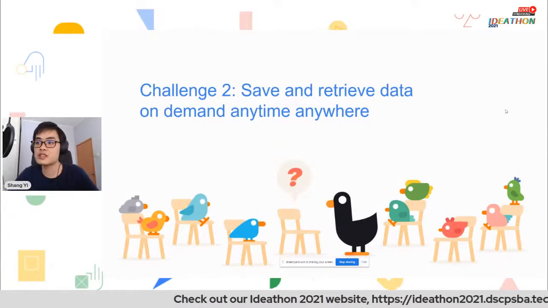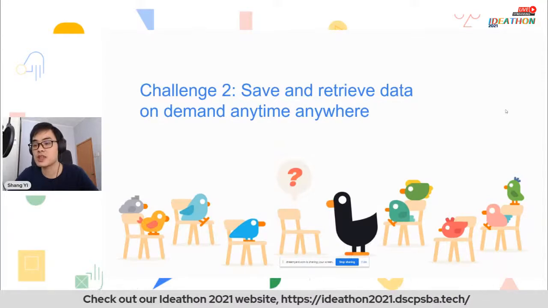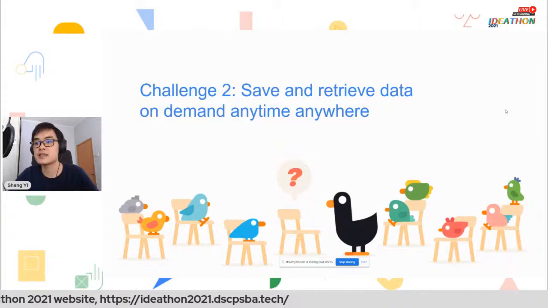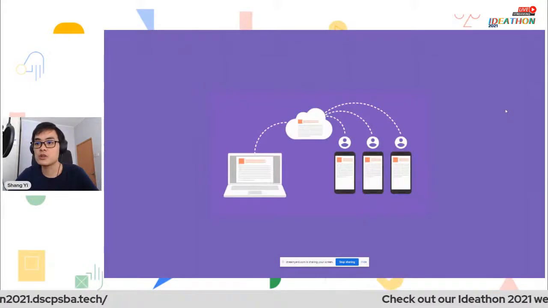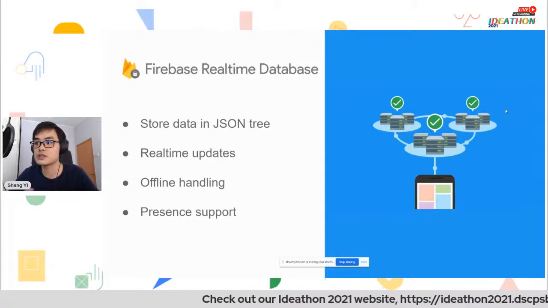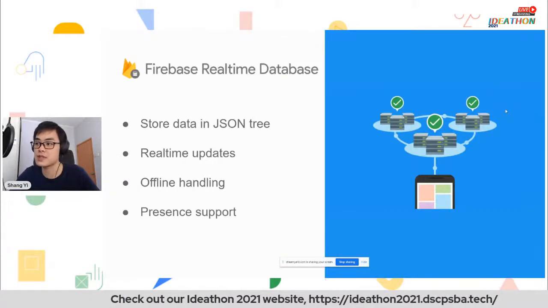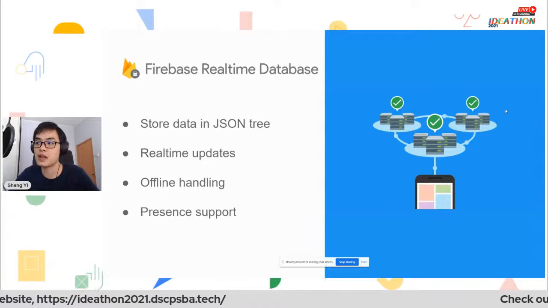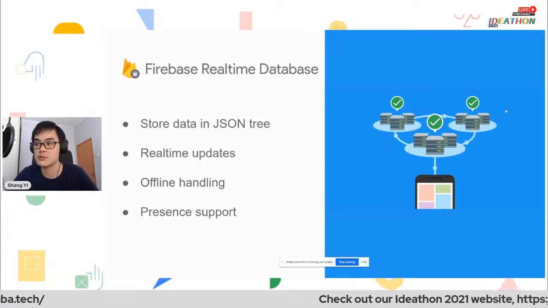So the next challenge you guys will face is that you want to be able to save data, right? Most of the time your apps will need to save data and display data in some form or another. So one of the few things that Firebase has to offer is real-time functionality. Firebase has a Realtime Database. What that means is that once you add data into the Realtime Database, it automatically pushes it to all the devices that are currently connected to the database.